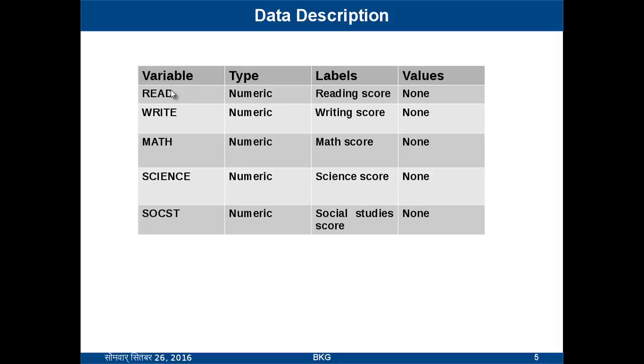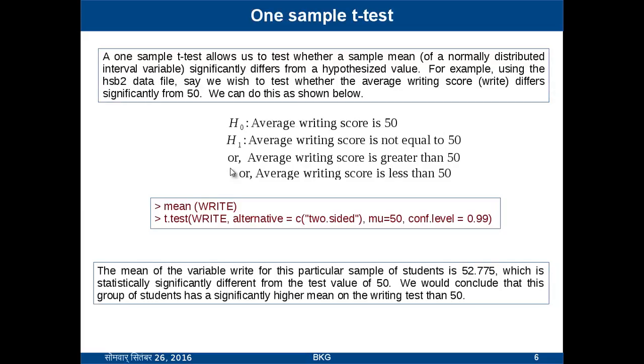Then we have reading, writing, math, science, and social studies. These 5 variables contain the scores on some standardized tests on these subjects, that is writing, reading, mathematics, science, and social studies. Now come to the different test procedures and how they are conducted in R.